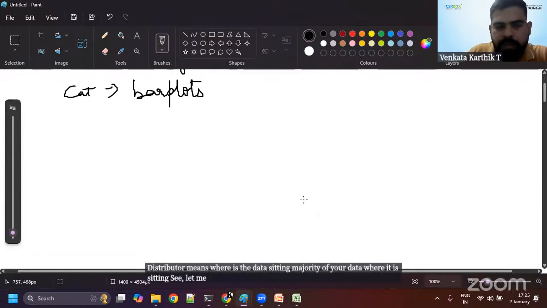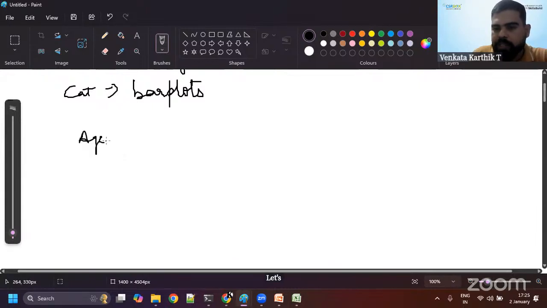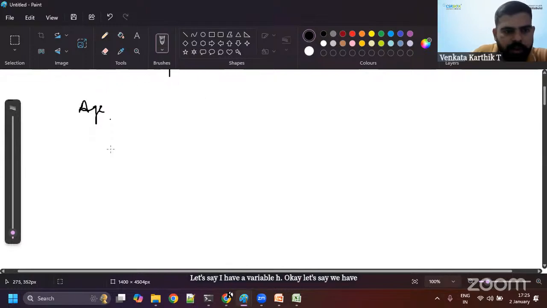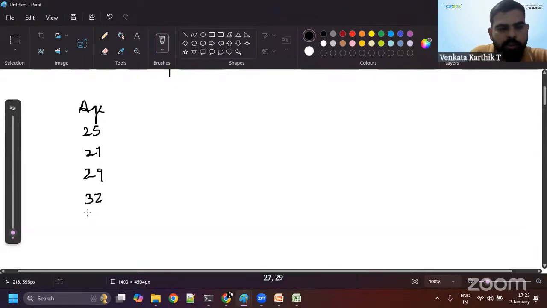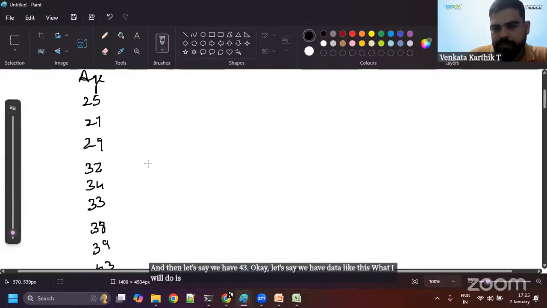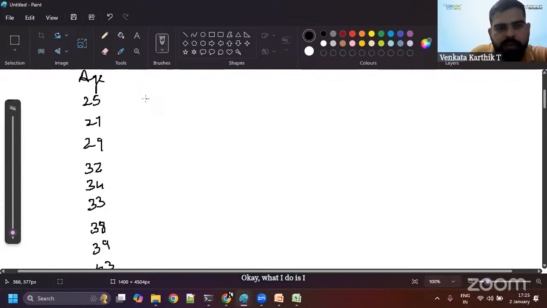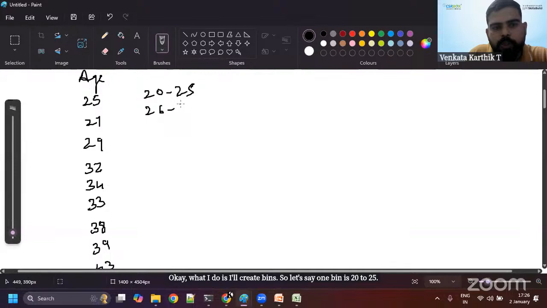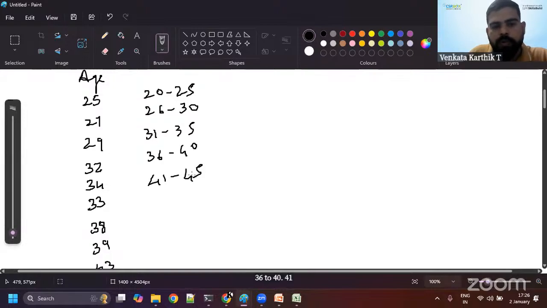Let me take a very simple example and make you understand. Let's say I have a variable age: 25, 27, 29, 32, 30, 34, 33, and then 38, 39, and then 43. Let's say we have data like this. What I will do is create some bins: 20 to 25, 26 to 30, 31 to 35, 36 to 40, 41 to 45. And now I will count how many records are there in each of these.